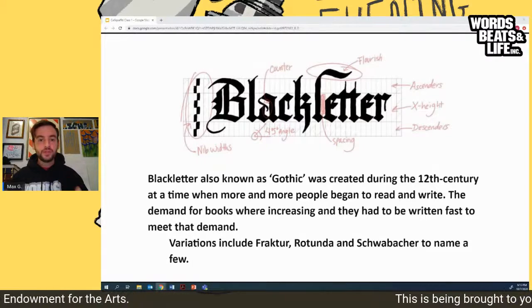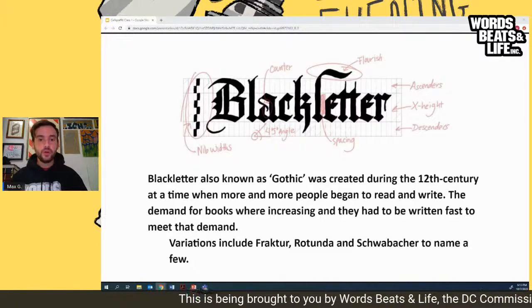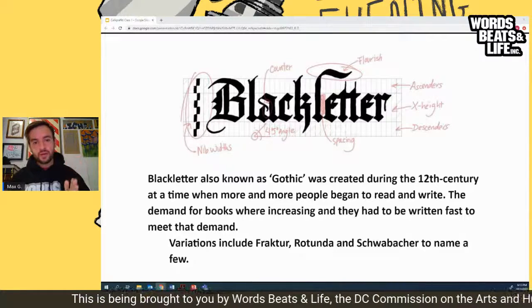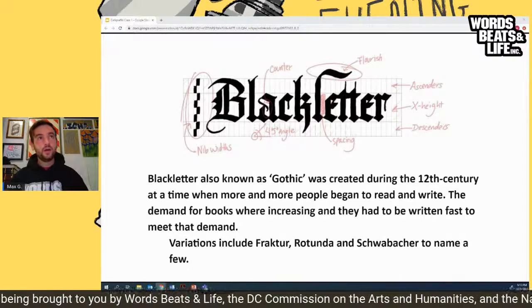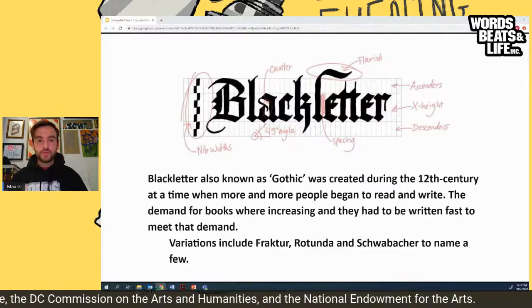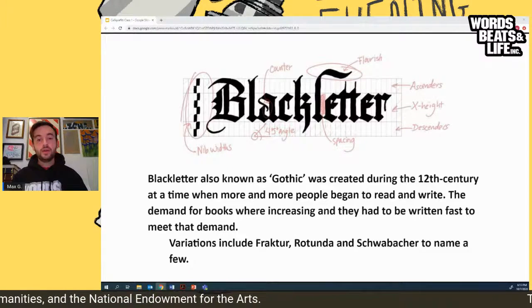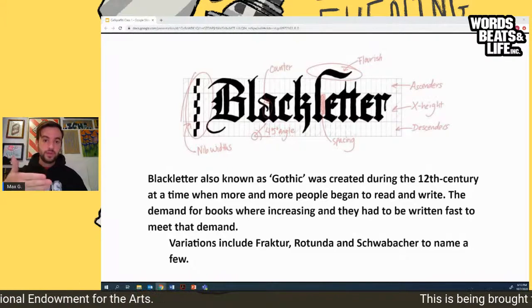Oftentimes, as you are learning calligraphy, and as people who practice calligraphy, calligraphers are writing their letters, they'll have that guideline on the left-hand side that tells them how high or how low their letter should go, and tells them the spacing between the letters as well. So for this example, there are 8 nib widths in height.